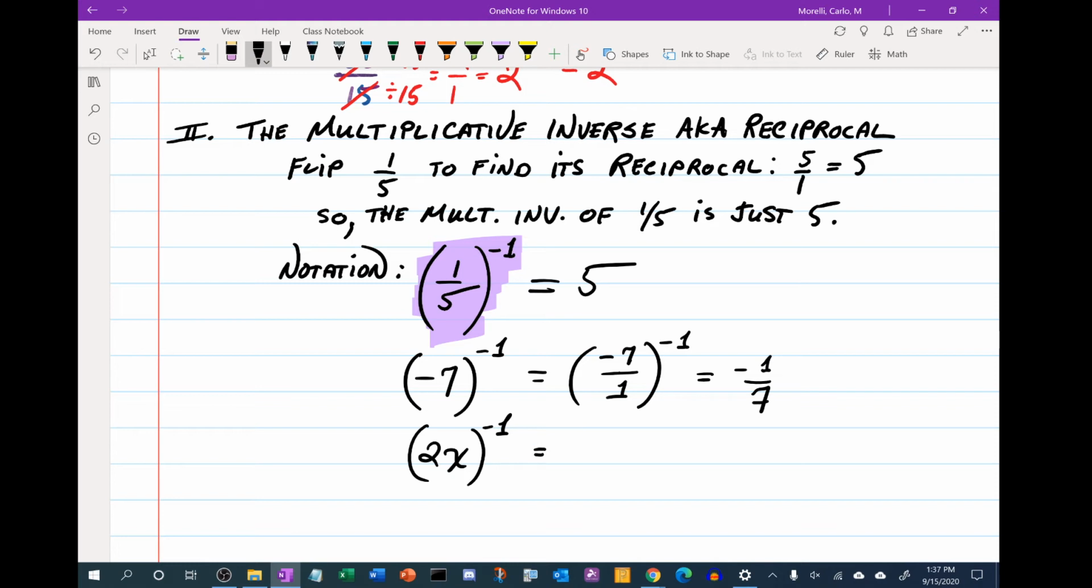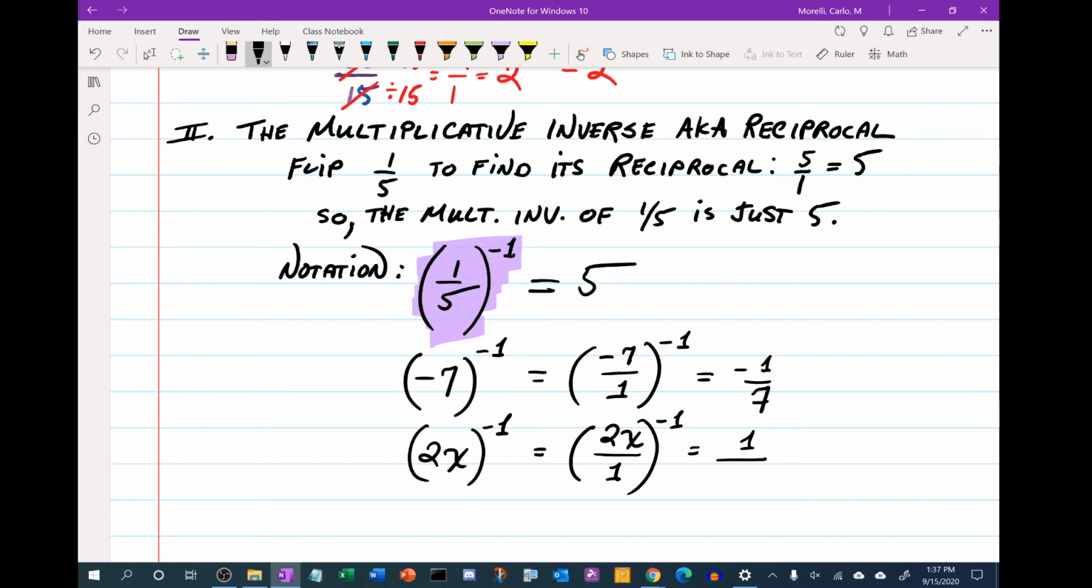Let's do this one. I want to know the reciprocal of 2x. You should be able to say it pretty quickly. Flip it. So we start by rewriting as 2x over 1 raised to the negative 1 power. And then we just flip that.